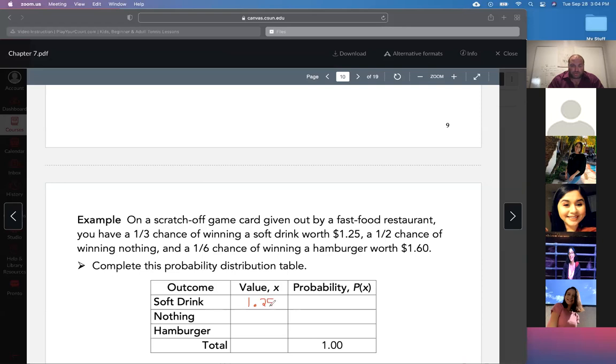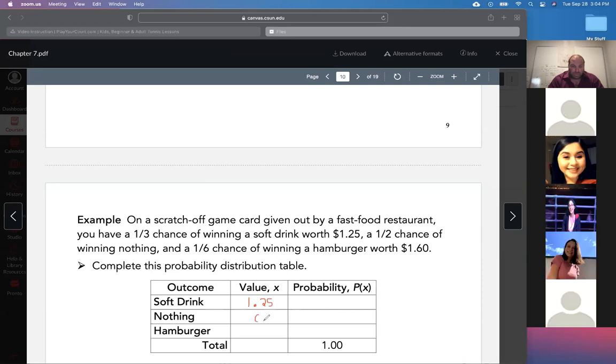Nothing. What number should go there? 0. That's the value for nothing. And a hamburger, what's the value for that? $1.60. Now, what is the probability of getting a soft drink? 1/3. What's the likelihood of getting nothing? 1/2. And what's the likelihood of getting a hamburger? 1/6.